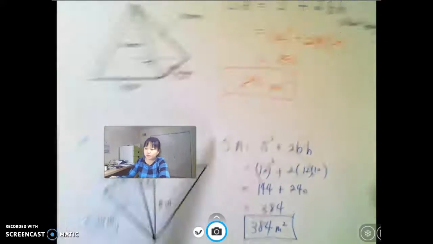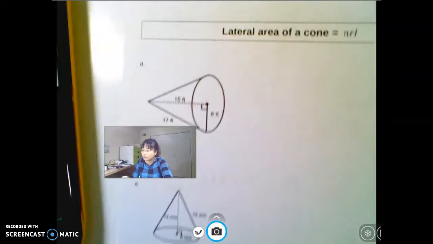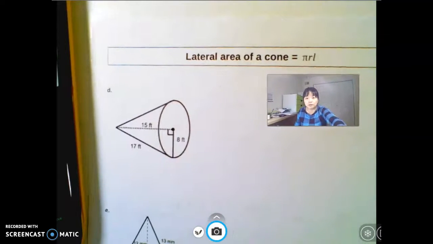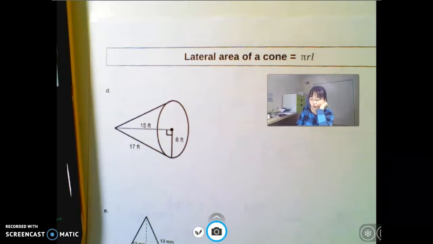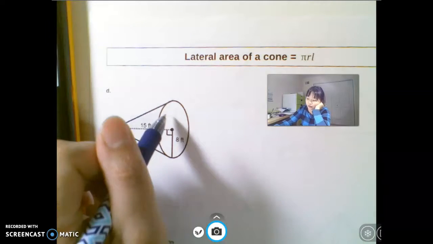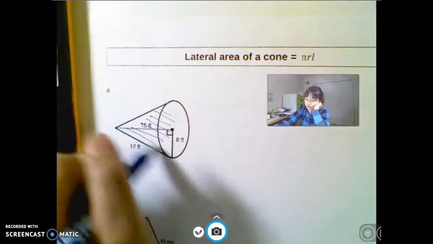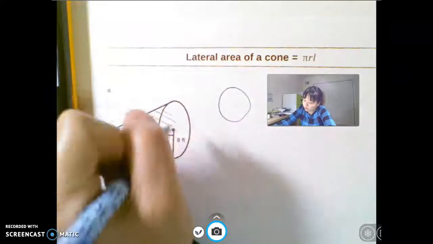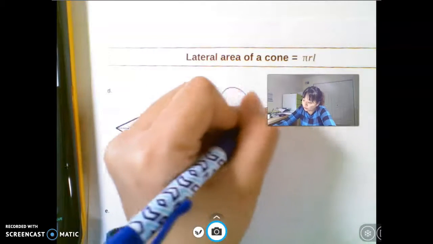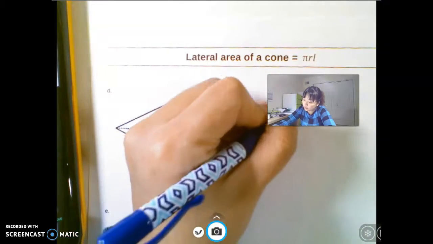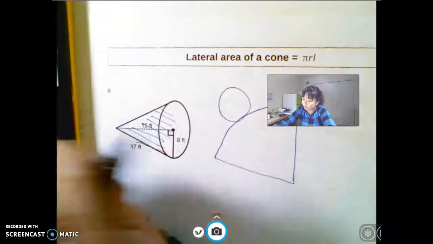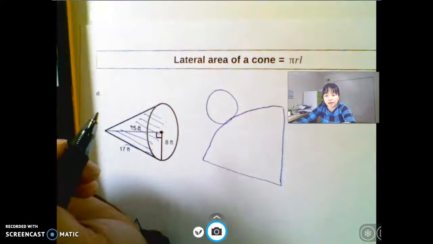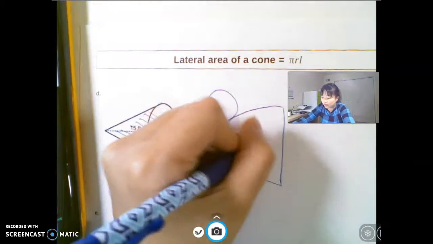Okay, now we're going to talk about a cone. Surface area, and look, we have a special formula right there. It says lateral area of a cone. So lateral area is the side of this cone. If you were to open this cone up, you do have a circle, but then the bottom will look more like a piece of pie, a piece of pizza. It's going to look like this. So to figure out the lateral area, this whole thing is pi r L.